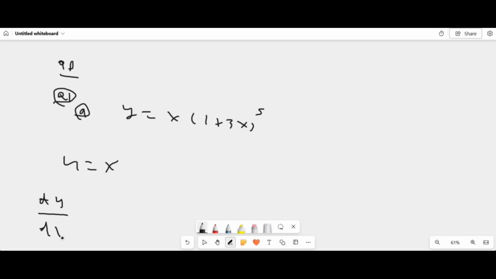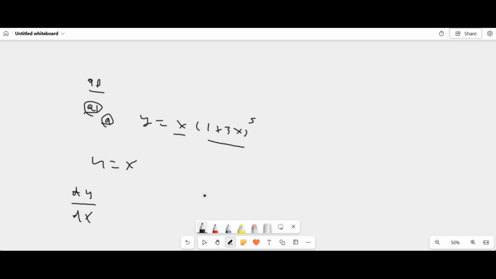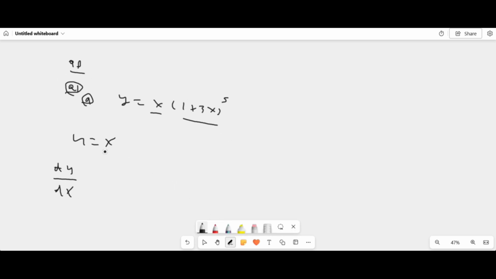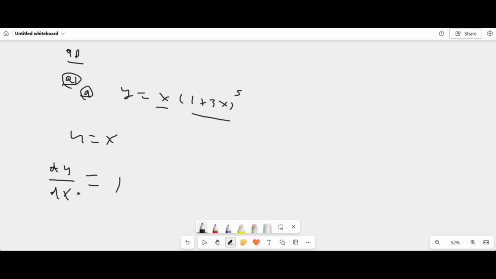Alright, calm. So basically, you use this compound rule when you've got a function times a function. So this is a function here, like f of x is equal to x, and this is another function here, like g of x equal to this. So make u equal to x and differentiate, so that's du over dx is 1. And now obviously make v equal to the second thing, so that's 1 plus 3x to the power of 5. And now you want to differentiate that, so do dv over dx.